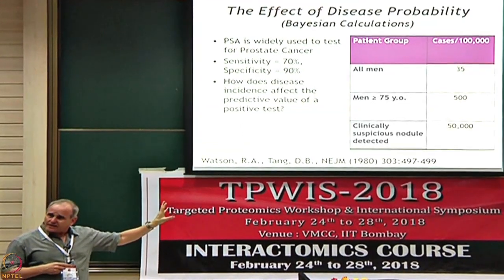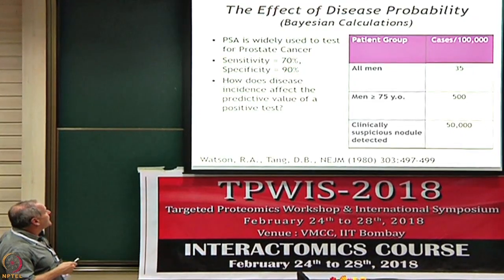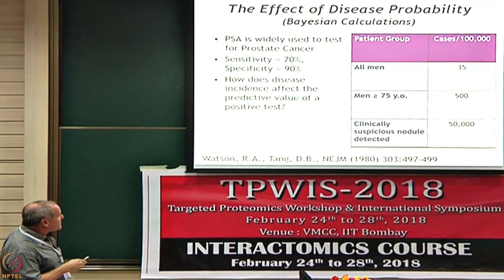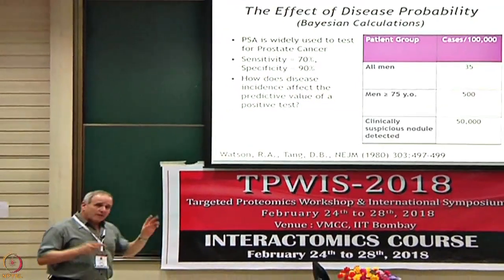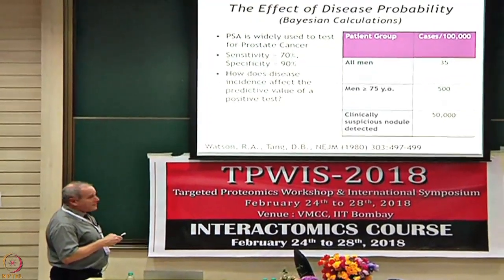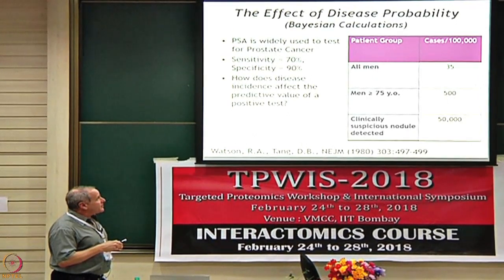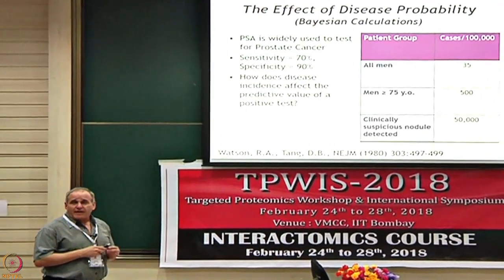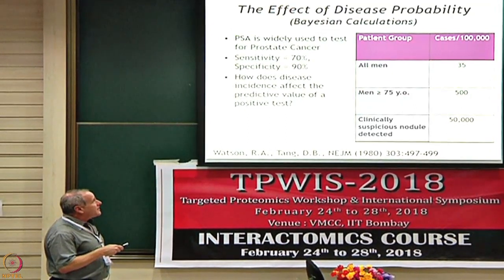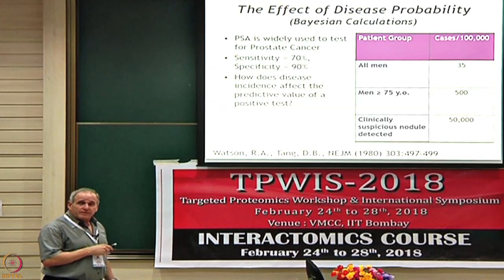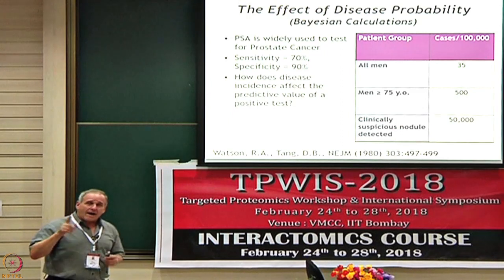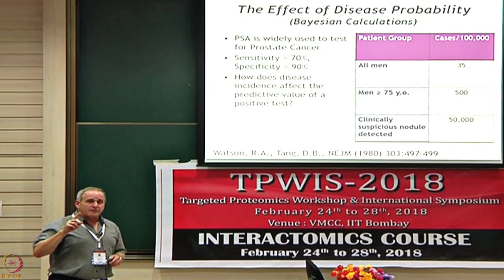Numbers like this, that's kind of what you'd expect from a pretty good marker. So now we're going to ask the question, how does incidence or prevalence affect the positive predictive value of a test? We're going to consider 3 different populations. We're going to consider all men, in which case the incidence of prostate cancer is 35 cases in 100,000. We're going to consider men who are over 75, in which case the prevalence of the disease goes up to 500 per 100,000. And then we're going to consider men who already have a clinically suspicious nodule.